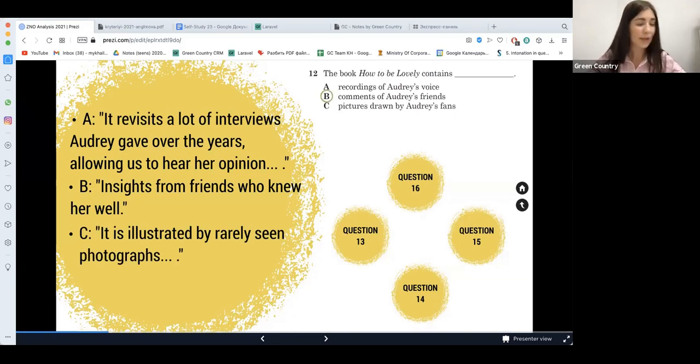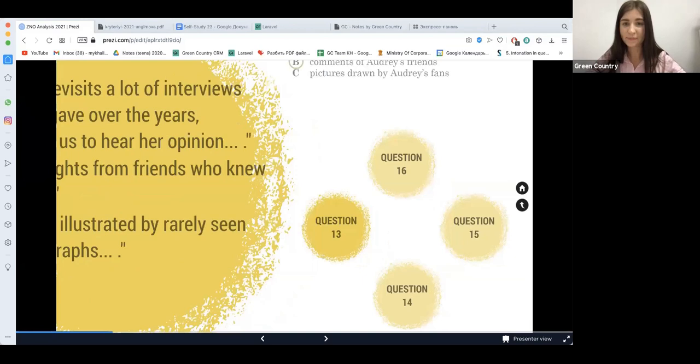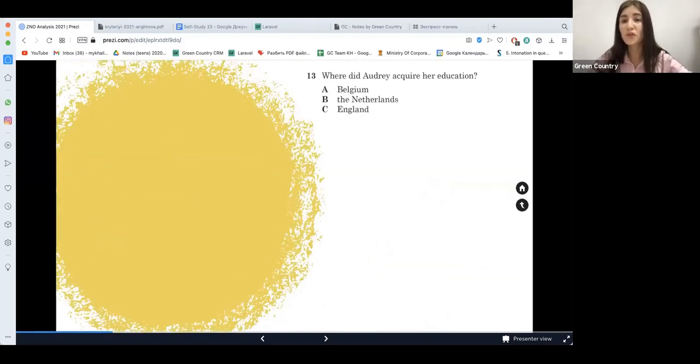Let's move on to question number 13. Where did Audrey acquire her education? Have a look at the word acquire. We can think about the synonym, kind of gets her education, or where she studied. Three countries, and you know that you will hear all of these countries mentioned, so be very careful. It's one of those questions that require details of the audio in the text. So let's listen and choose.